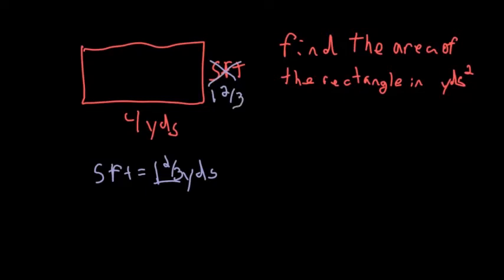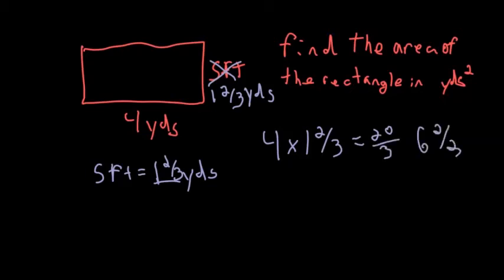To find our area, we're just going to multiply 4 times 1 2/3, which is going to equal 20 thirds. 3 goes into 20 6 times with 2 left over, so it's 6 2/3. 3 got a little crazy there. So our answer would be 6 2/3 yards squared.